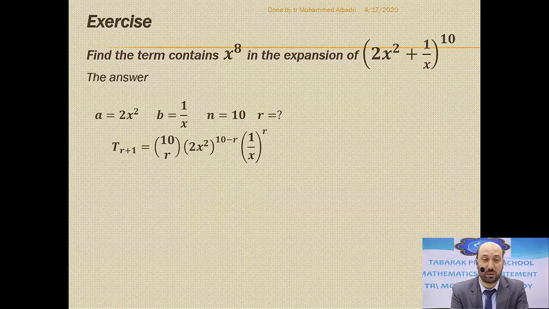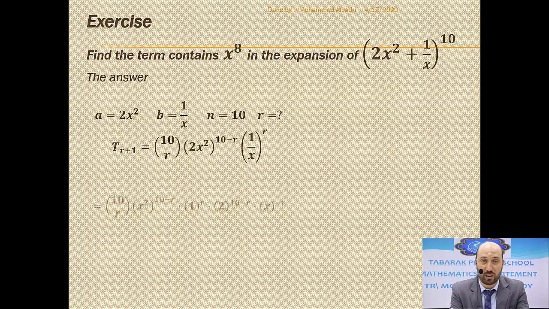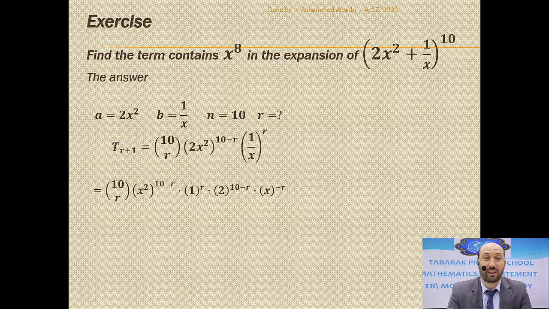So T(r+1) equals 10 choose r, times (2x squared) to the power 10 minus r, times (1 over x) to the power r. Now the idea is that we are going to separate the coefficients. So (2x squared) to the power 10 minus r becomes 2 to the power 10 minus r and x squared to the power 10 minus r separately. And for the second term, 1 to the power r and x to the power negative r. Because x here was in the denominator, we move it to the numerator by changing the sign of the power. So 10 choose r.